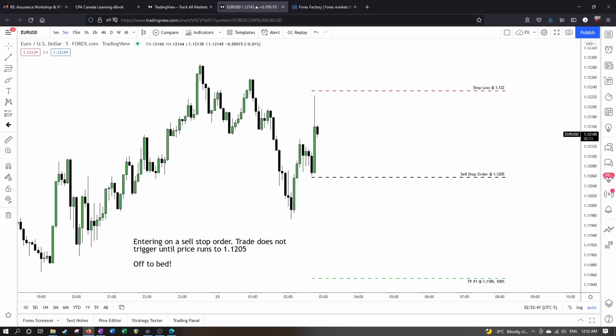If I don't know how much price is going to retrace against me before moving into my direction, I will often opt to use a sell stop as my entry. In this example, I was not sure which fair value gap price would run higher into before selling off.